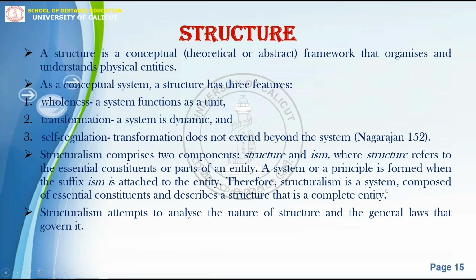So, structuralism is a system composed of essential constituents and describes a structure that is a complete entity. So, here the structuralism is described as a structure which is a complete entity, means which is complete. So that's what we say. A structure has three features. One is wholeness, that is completeness. Then there is transformation, and then there is self-regulation. Structuralism attempts to analyze the nature of structure and the general laws that govern it.